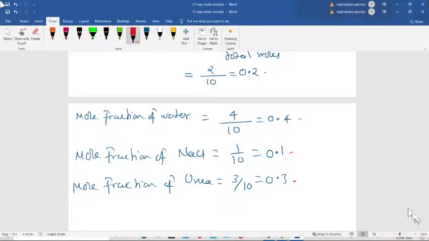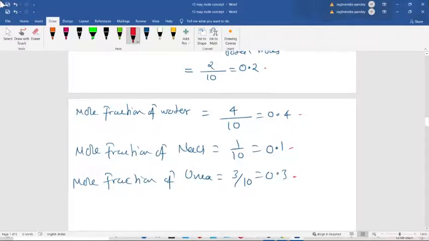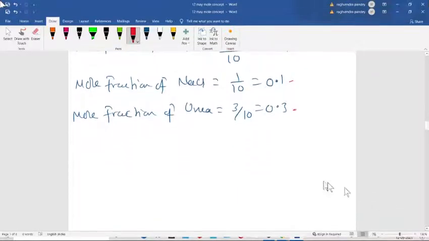So if you add all the mole fractions, 0.2, 0.4, 0.1, 0.3, what will you get? You will get 1. 0.2 plus 0.4, that is 0.6, and here it is 0.1, so 0.7, 0.7 plus 0.3, it is 1. So when we add all the mole fractions, that will lead to 1.